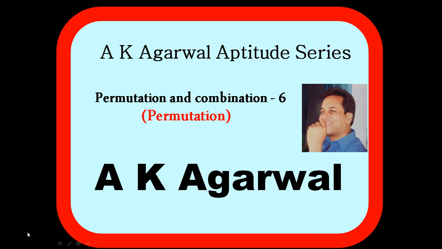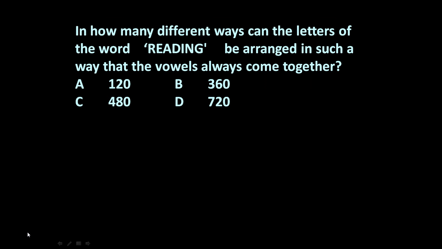Friends, in this session we are going to learn a technique for solving a problem on permutation and combination. Here the given problem is, in how many different ways can the letters of the word READING be arranged in such a way that the vowels always come together.